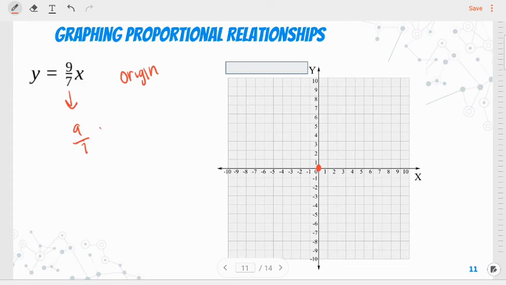Remember, the top tells me to rise, either up or down. And 9 is positive, so I'm going to move up 9. 7 is also positive, and that's my run, so I'm going to run to the right 7. So let's go ahead and count. 1, 2, 3, 4, 5, 6, 7, 8, 9 spaces up. And from where I left off, 1, 2, 3, 4, 5, 6, 7 to the right. I'm going to make a point. Ran out of room to continue my line any further, so I'm just going to go ahead and connect these. And this is my graph.